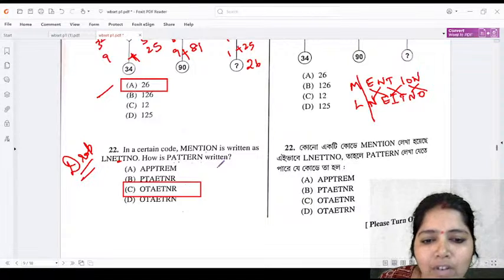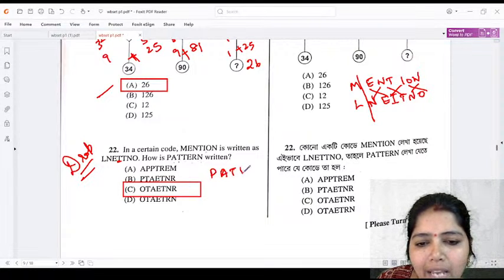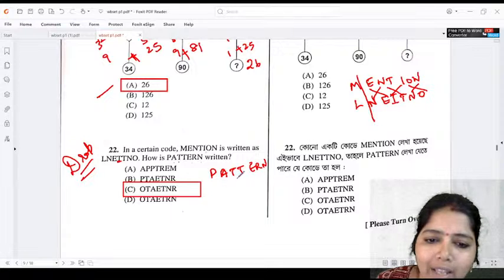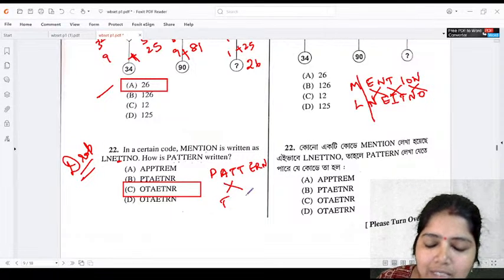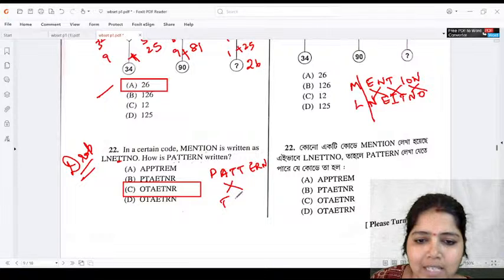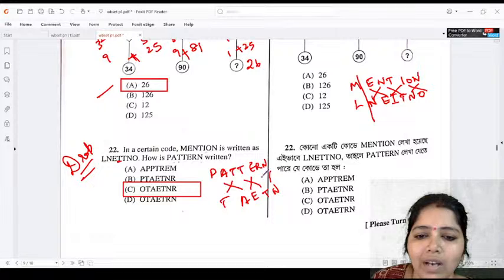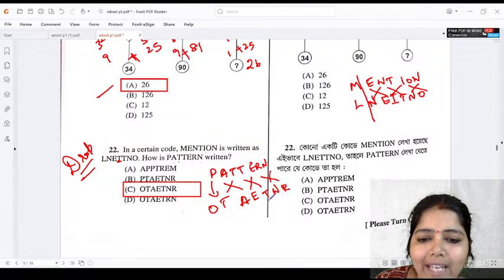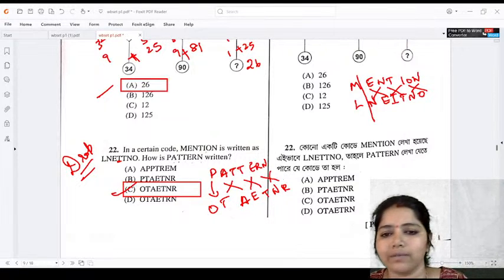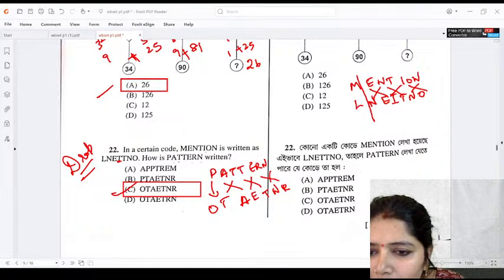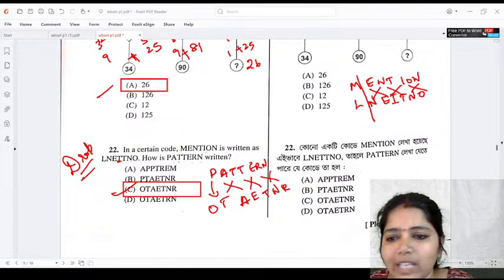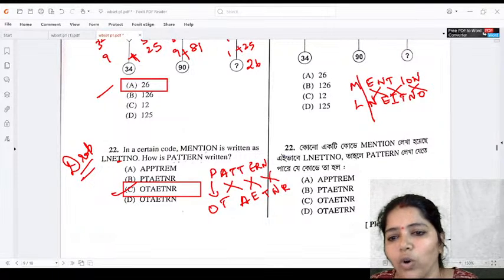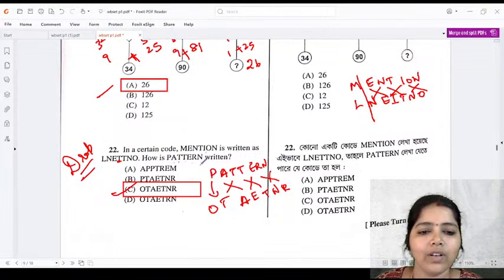Similarly, for pattern, what they have done is just shuffle. They jumble the places. T will come here, A will come here, E will come here, T will come here, N will come here, R will come here. Look at the option. So before P, what will come? O will come. So OTAETNR. Option C will be the right answer. Yes, very good. Yes, I was also thinking, then I did C only. Very good, Lopa.